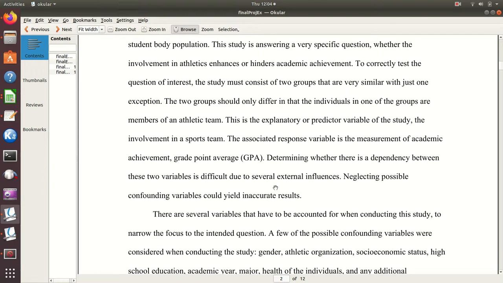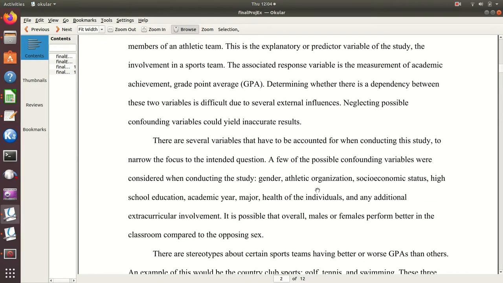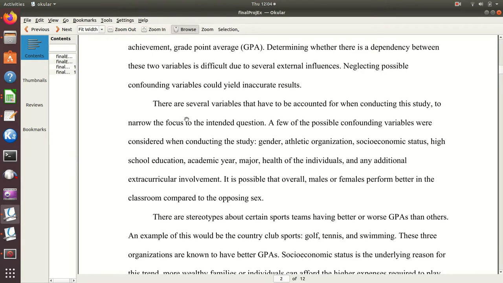So they're pointing out that, hey, it's not as simple as just looking at that. Then they just put it, you don't really need such a statement. Supposedly we all know this, but it doesn't hurt. Neglecting possible confounding variables could yield inaccurate results. Okay. Okay, so there are several variables that have to be accounted for.